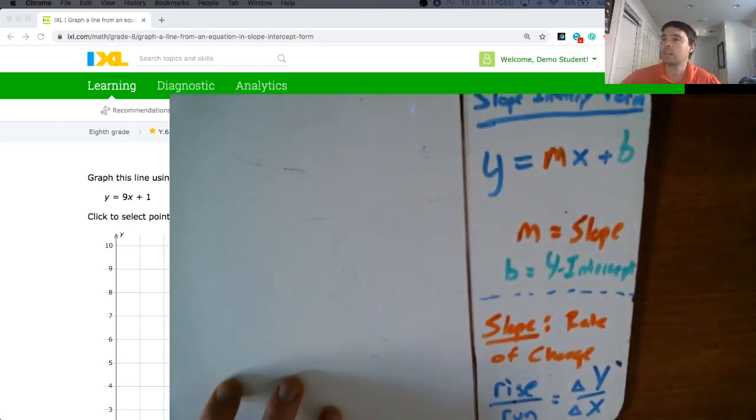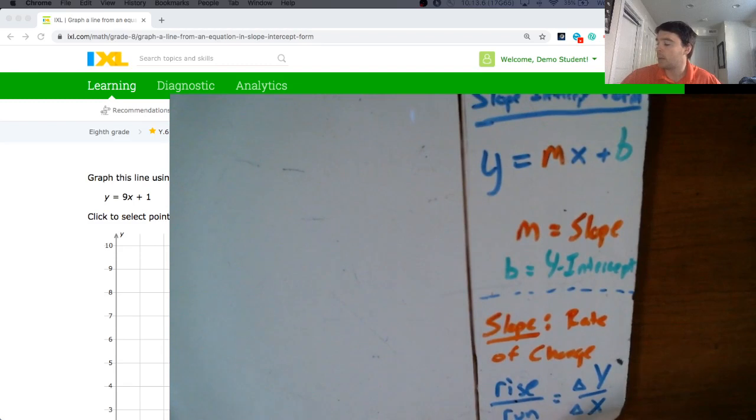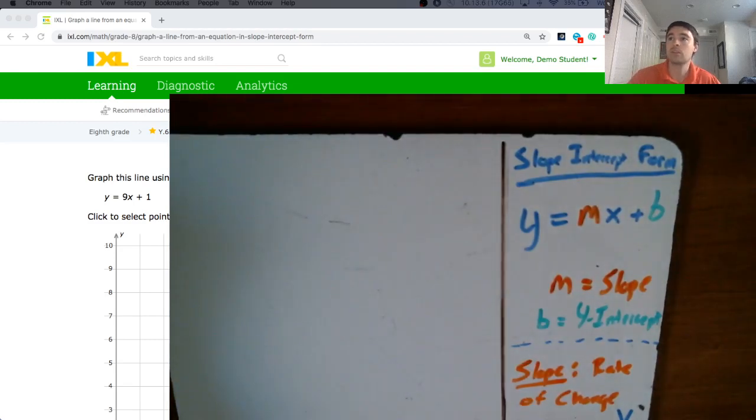Also important to understand, a slope is really going to tell us the rate of change. It's going to tell us how much the y will rise by, because that's the vertical axis, compared to how much the x will run by, or how much you'll have to move side to side on the graph. I'm going to shrink that whiteboard now.